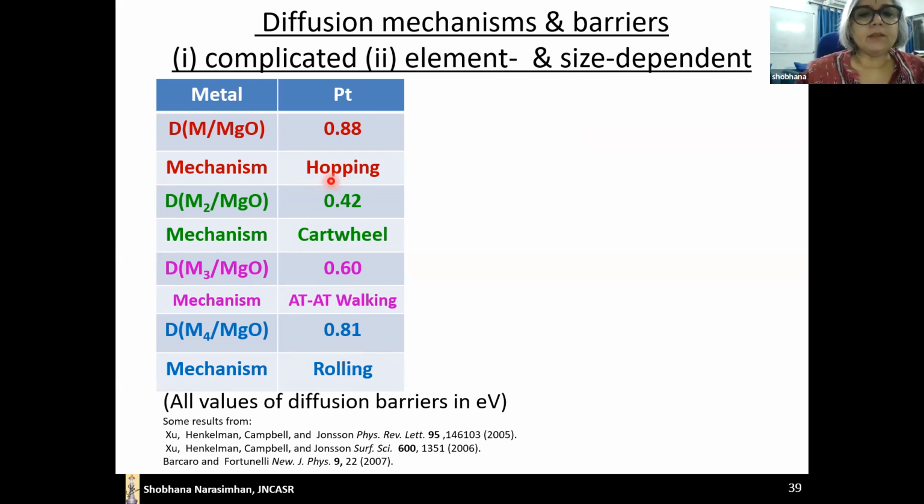So this is for diffusion of the monomer, the dimer, the trimer, and the tetramer. So you see that every time you're adding an extra atom, the mechanism of diffusion is changing. And also, of course, the diffusion barrier itself in some rather complicated way.